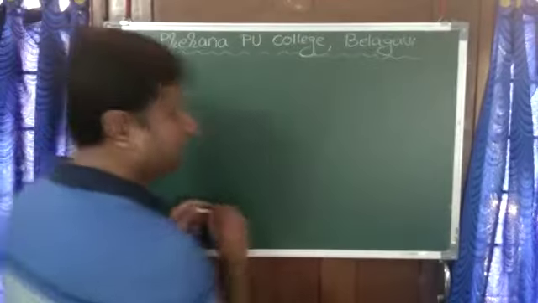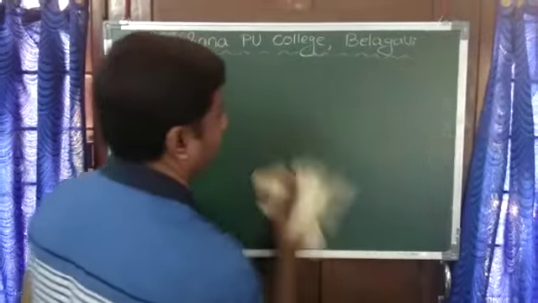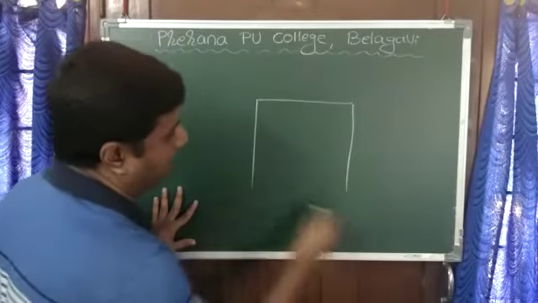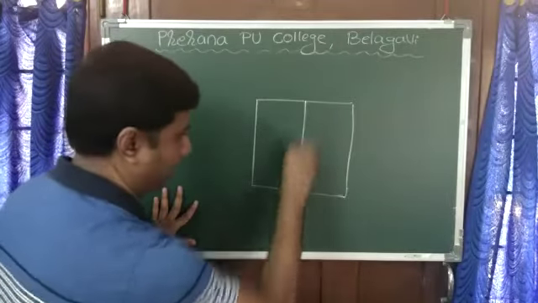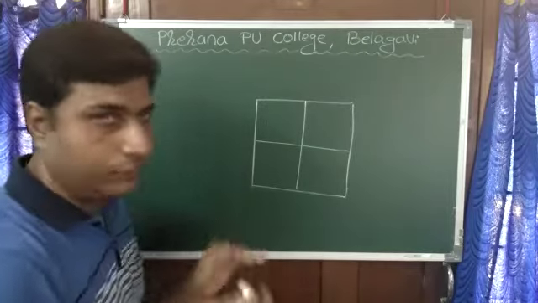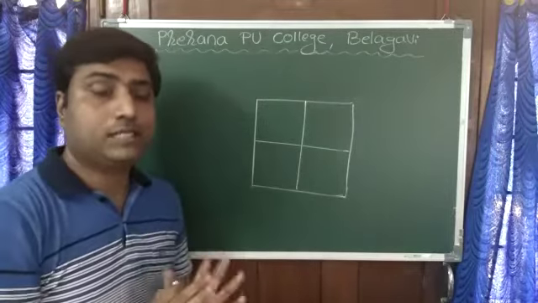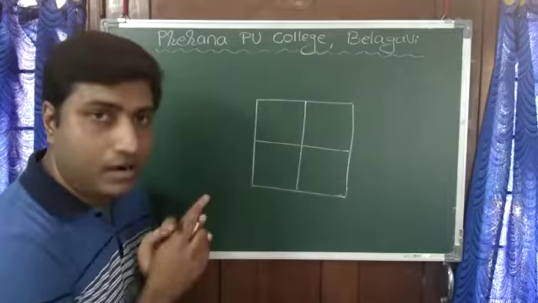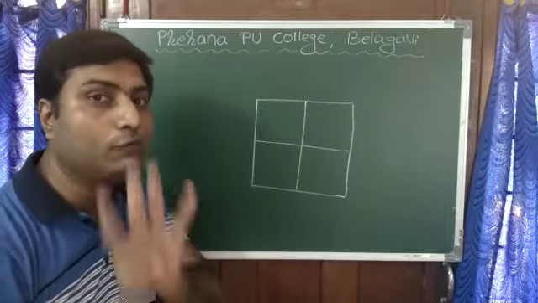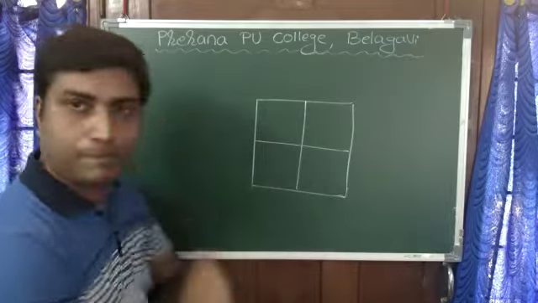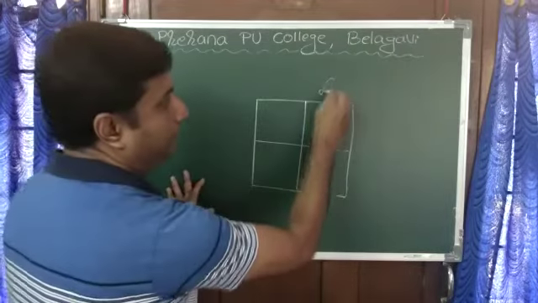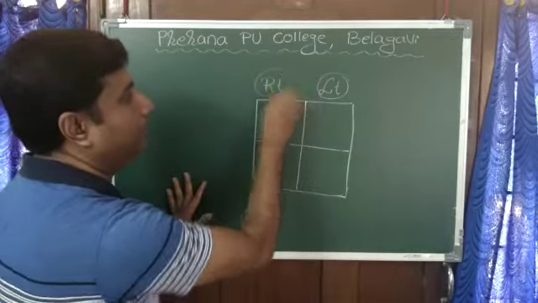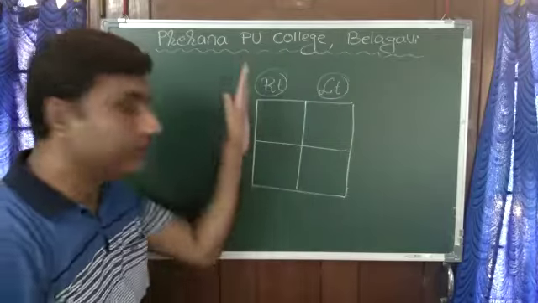Imagine this is our heart. Of course, we know that the heart will not be square. It is for our simple understanding I have taken it like this. Our heart consists of 4 chambers. There are 4 rooms or 4 chambers: 1, 2, 3, 4. This is the left part of the heart, and this is the right part of the heart.